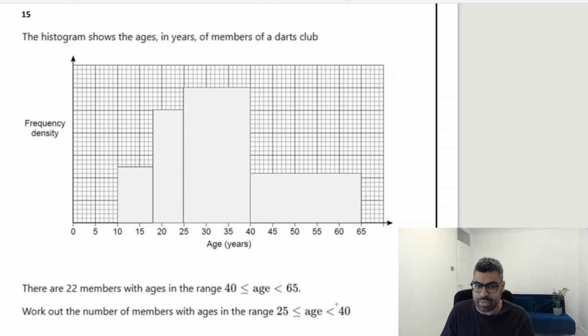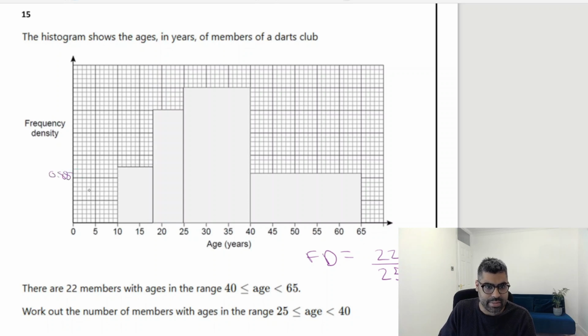There's a couple of ways we can do this. So the way I'm going to do is by first working out the axes for the frequency density, but specifically looking at the 40 to 65 range, because that's the information that they've given us. So in order to work out frequency density, we need to do frequency divided by class width. So in this case, the frequency is 22. We divide that by 25. That gives us a frequency density here of 0.88.